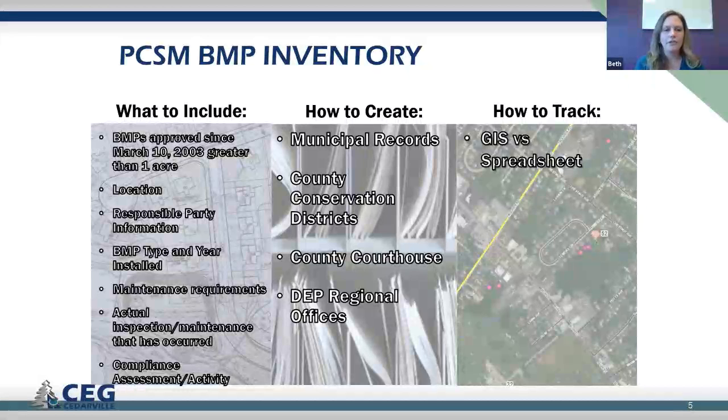It refers to the maintenance requirements that are outlined in the Stormwater BMP Manual, but you also want to dig up those O&M agreements and list this information here because that is going to become important as you develop an inspection and compliance program. And then the actual inspection and maintenance activity that has occurred and a compliance assessment of the activity that has occurred in that reporting period or in that year.